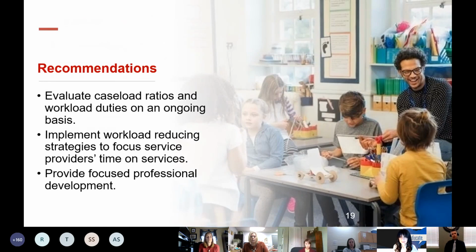All right, so what we want people to do then is to evaluate the number of students on their caseload, evaluate their workload duties, not just as a one-time thing, but on an ongoing basis. Workload changes throughout the year. You might be a little bit lighter at the beginning of the year. Maybe I'm a preschool provider, for instance. But as the school year goes on, the preschool classroom gets filled, and then all of a sudden a situation happens where now your workload determination is different.